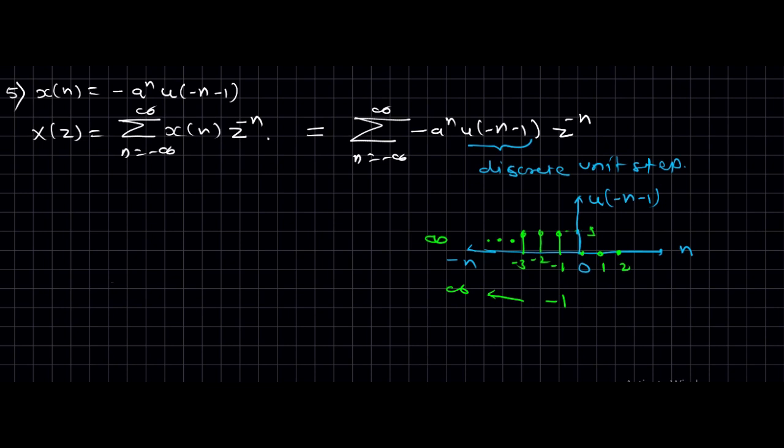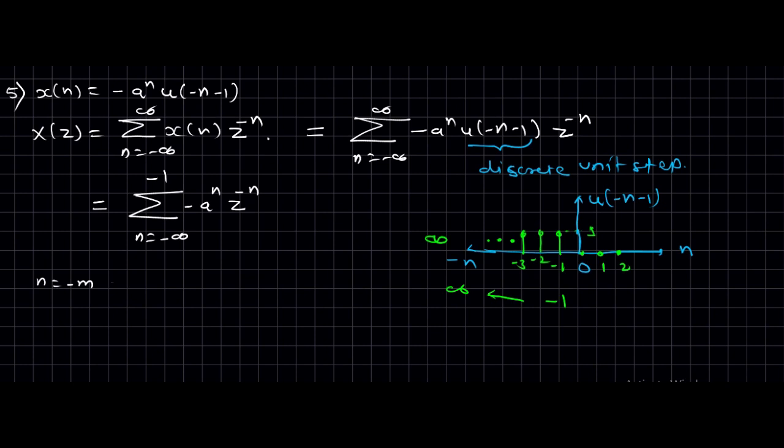So the summation limit will change, and we can modify this. It is the sum from minus infinity to minus 1 of minus a raised to n and z raised to minus n. U of minus n minus 1 disappears because its magnitude is 1. Let us change this summation so that we can use the relation for the sum of a raised to n over 0 to infinity.